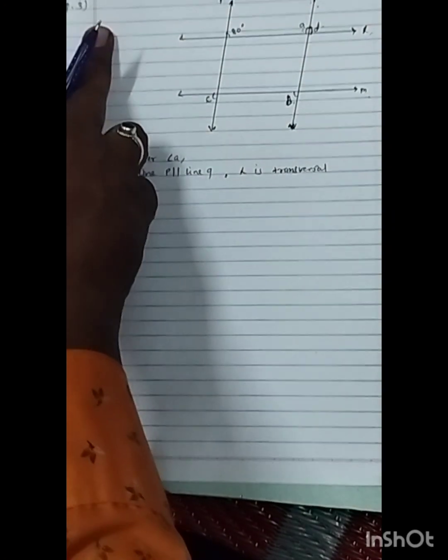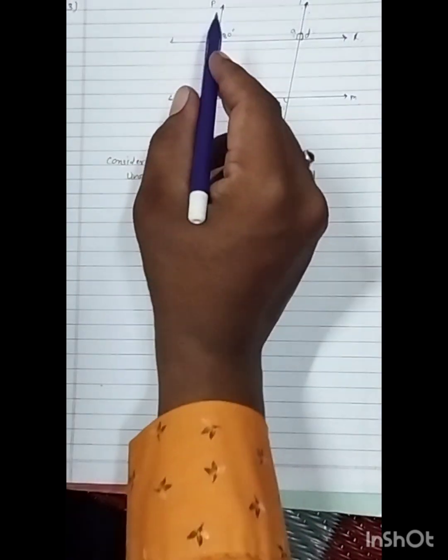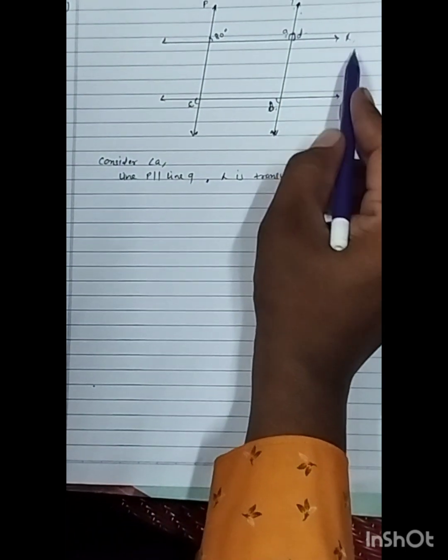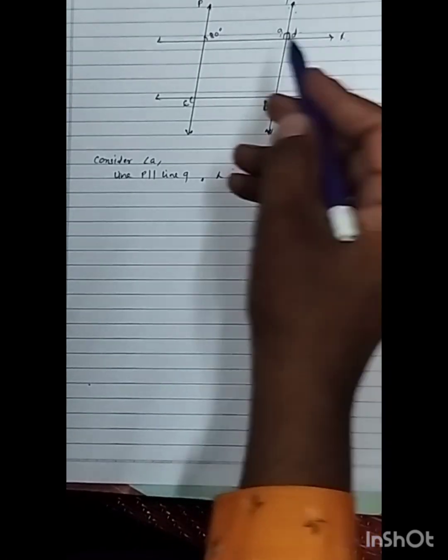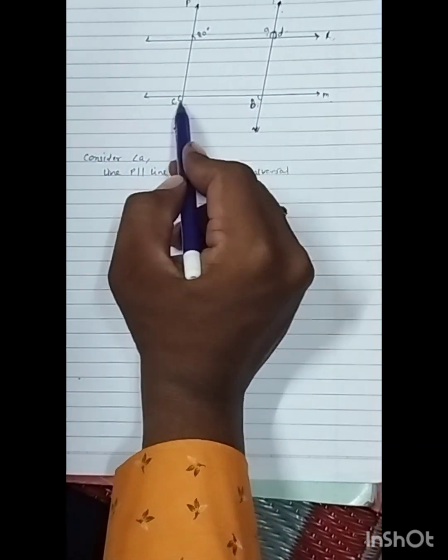Now students, we will see question number 3. In the given figure, line P is parallel to line Q, line L is parallel to line M, and find the measures of angle A, angle B and angle C.